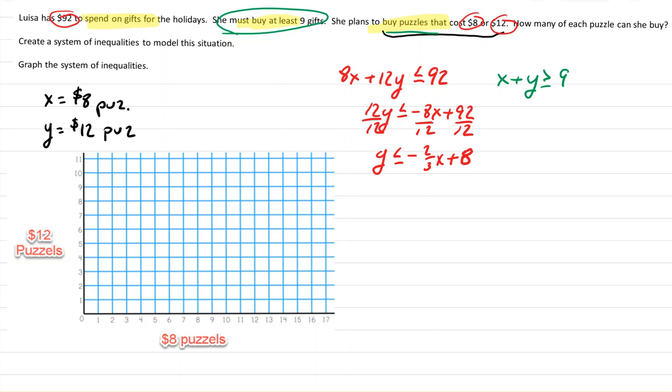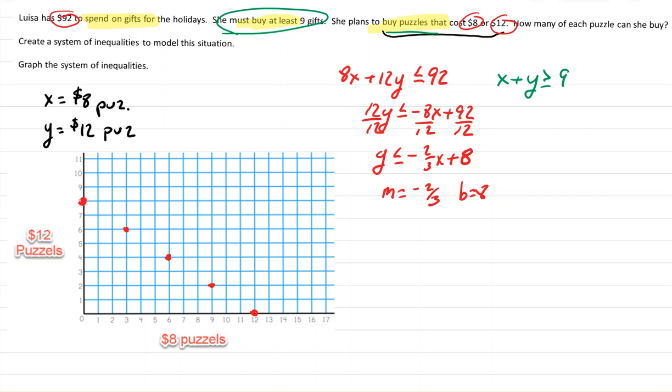All right, we are ready to start graphing. So M is equal to negative 2/3 and B is equal to 8. All right, since B is equal to 8, we're going to go ahead and go to the y-intercept and make our first dot at 8. Since the slope is negative 2/3, that would be down 2 units and right 3 units. Down 2, right 3, and continue. All right, since the inequality symbol is inclusive, we want a straight line.